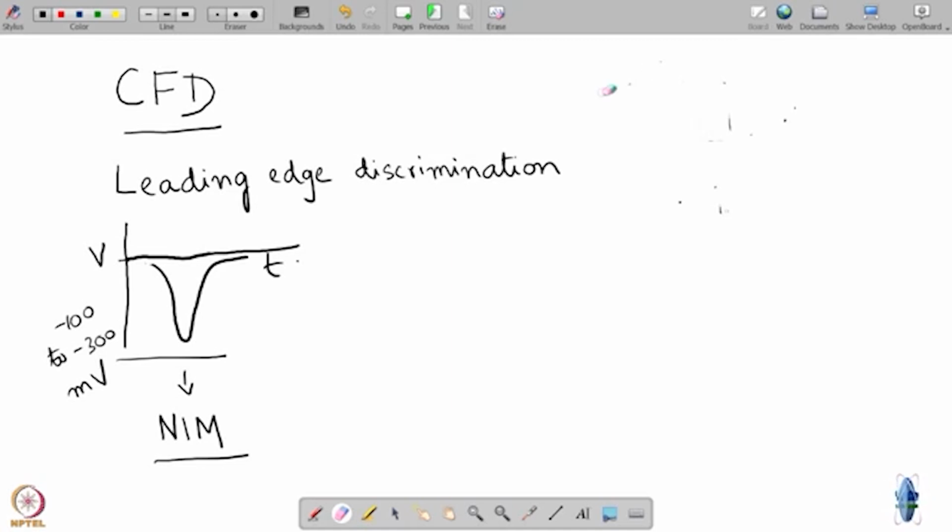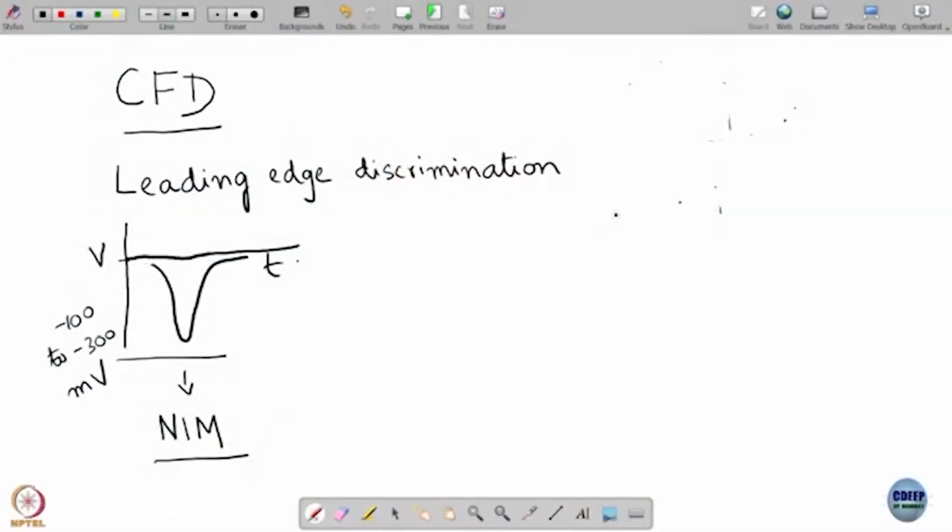Now the problem is minus 100 to minus 300, nobody has said that it is going to be 300 millivolt all the time or minus 100 millivolt all the time. There is always a fluctuation. So how will I say? So if you remember the diagram, some signal comes to, let us say, start of TAC.